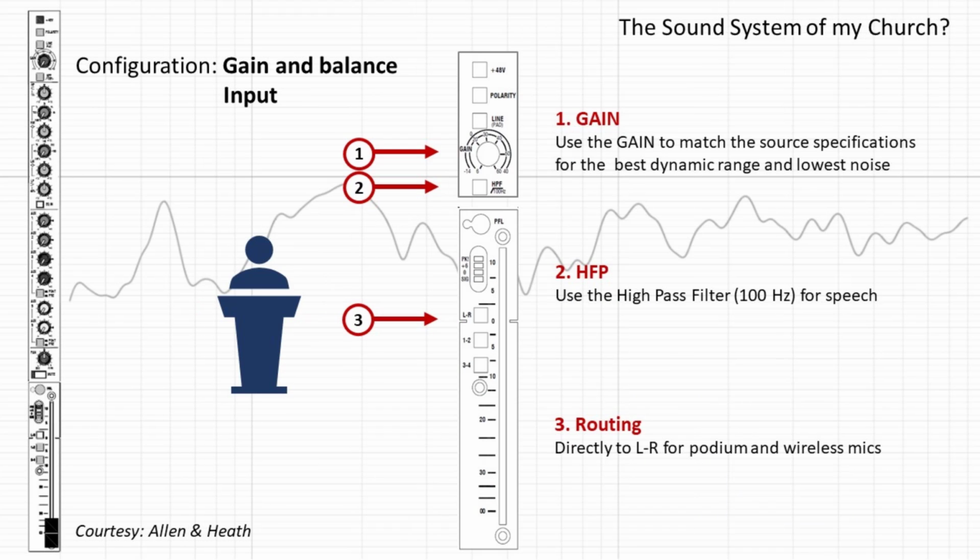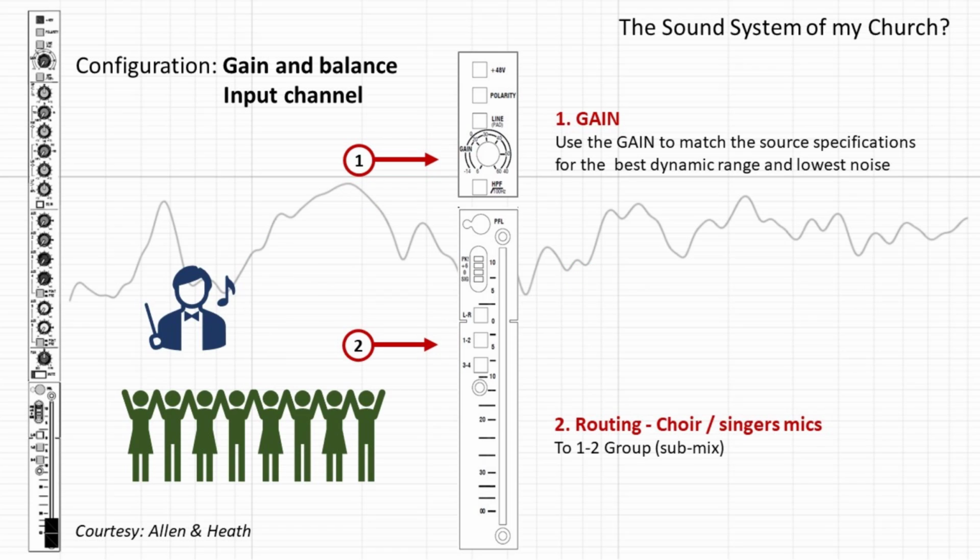The input channels. There are a few ways to set this. Here's one. First, the pastors, teachers, announcers, or musical director mic on the podium. 1. Use the gain to match the source specification for the best dynamic range and lowest noise. 2. Use the high-pass filter, 100 Hz, for speech. 3. Assign directly to left and right. Then adjust the fader accordingly.